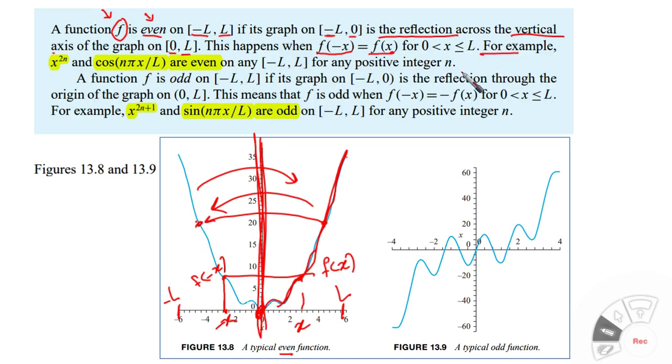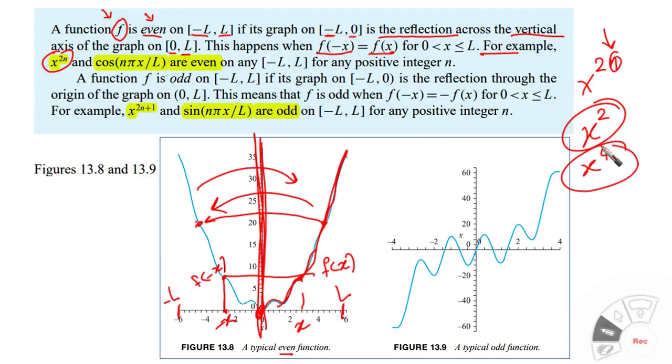For example, x to the power 2n. If we say x to the power 2, where n is an integer, so for example x to the power 2, x to the power 4, something like this, we're going to find that it is an even function, reflected on the vertical axis.